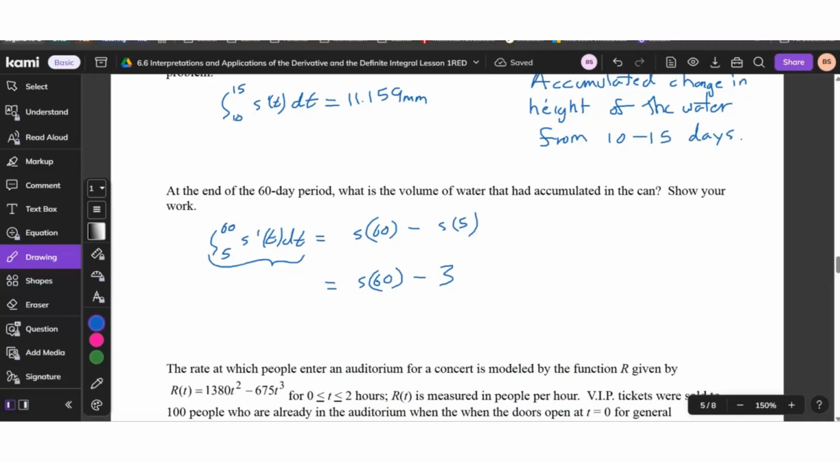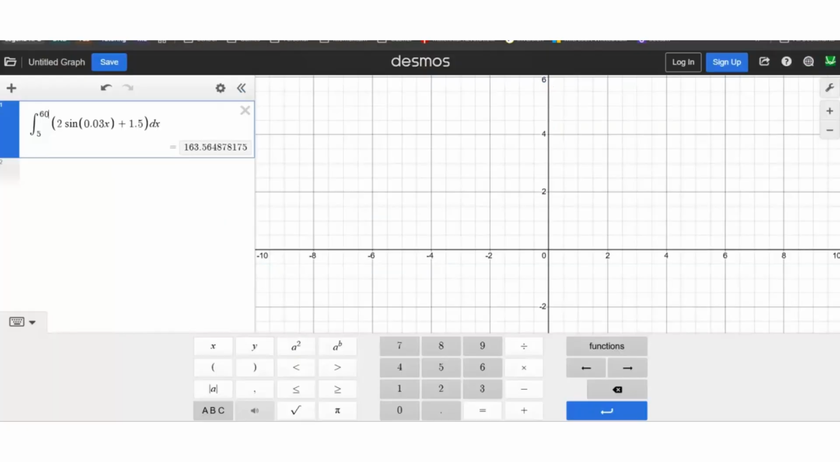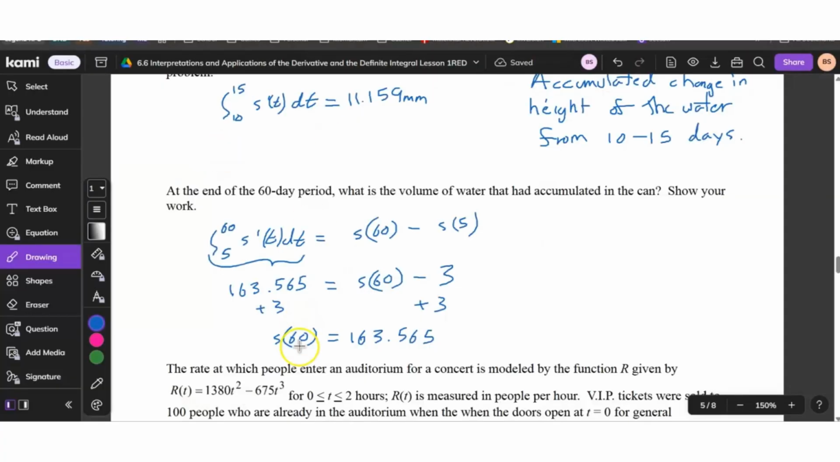So 163. I forget what it was. Point what? 565. 565. Thanks. And then we're going to add 3. And so s of 60 is 163.565. Did somebody say that was wrong? You didn't add the 3. You put the same value again. Ah, thank you. Yes, 166.565. You're right, I forgot to add the 3. There we go.